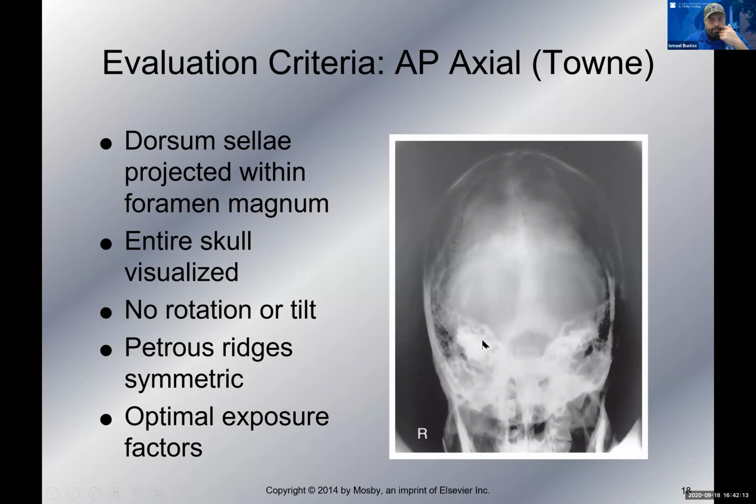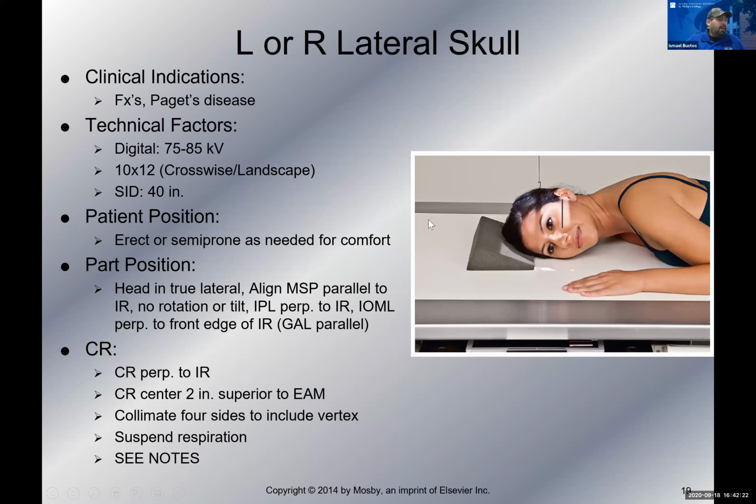Okay, so that was AP axial. Again, we're trying to visualize the occipital bone, but we also want to see the dorsum sellae within the foramen magnum. Okay. Lateral skull.